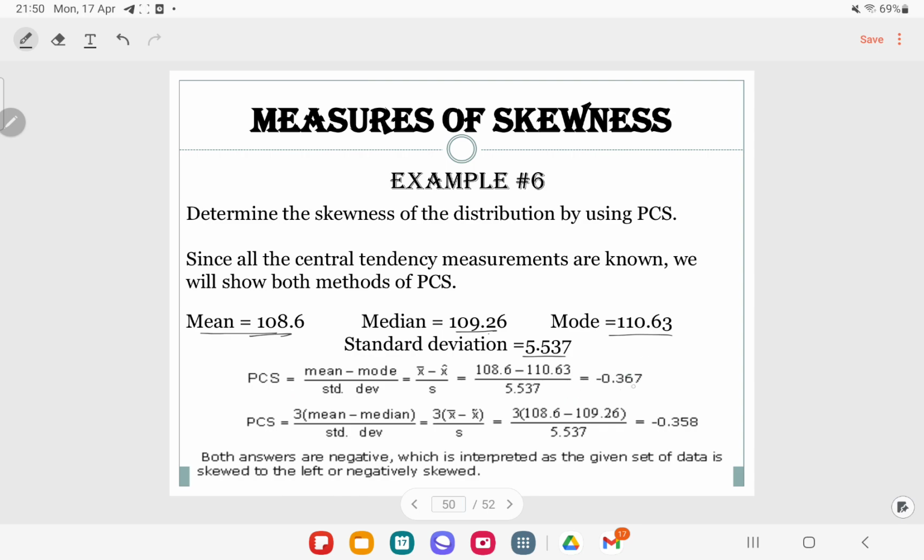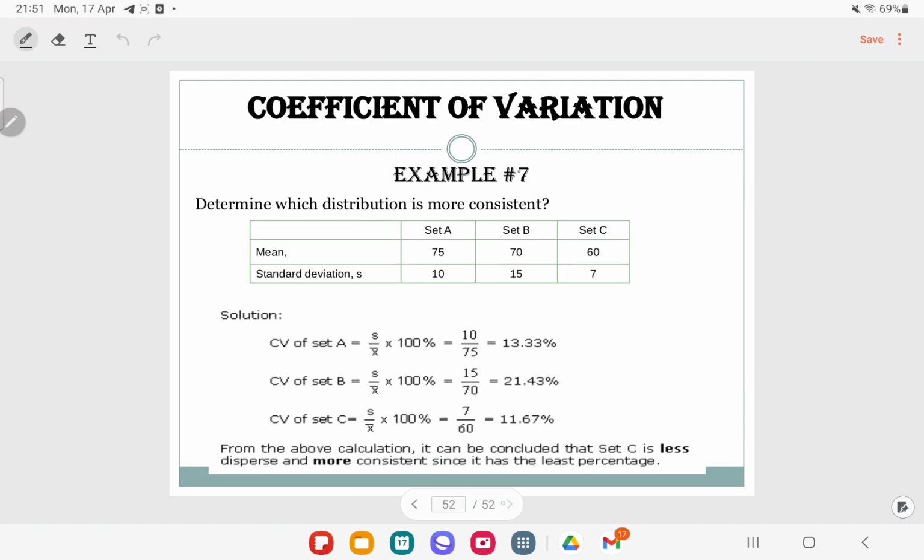Okay, you will get the value of minus 0.367 if we consider the mode value, and minus 0.358 if we consider the median value. So both of the answers will have different coefficient values. However, if you notice, both of the answers represent a negative value, meaning that the distribution of the data is skewed to the left, or negatively skewed.